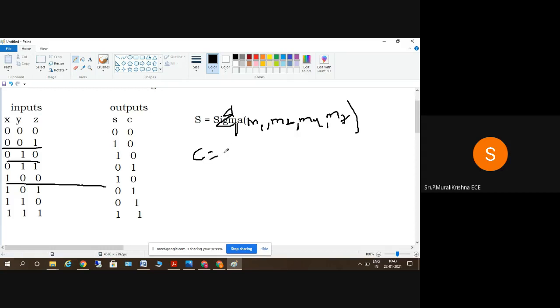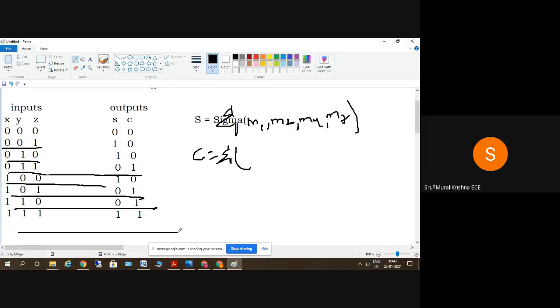So carry is equal to sigma of, so what are the combinations here? This one, this one, this one, and this one. Okay, so carry is equal to sigma of M3, M5, M6, M7. Okay, so far this is fine. So first of all, write the truth table and identify the minterms here for sum and carry.